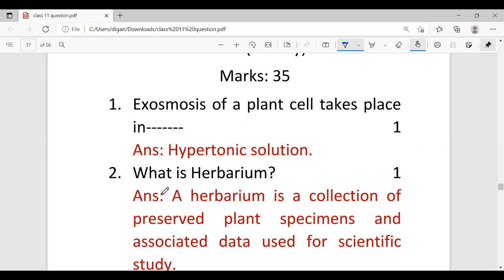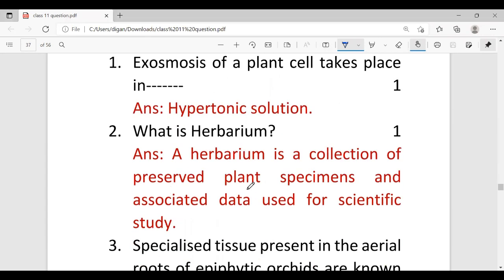Then the next question is, what is a herbarium? A herbarium is a collection of preserved plant specimens and associated data used for scientific study. And the picture of a herbarium I have already uploaded in my previous question paper. So if you have any doubt, go through the previous paper again.